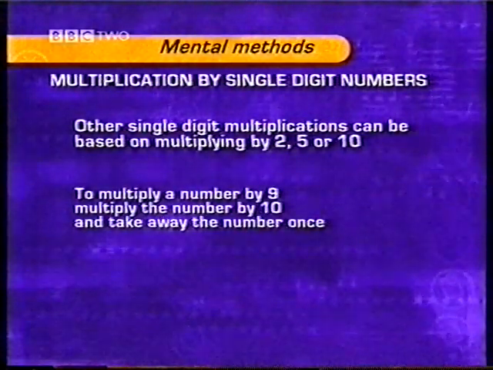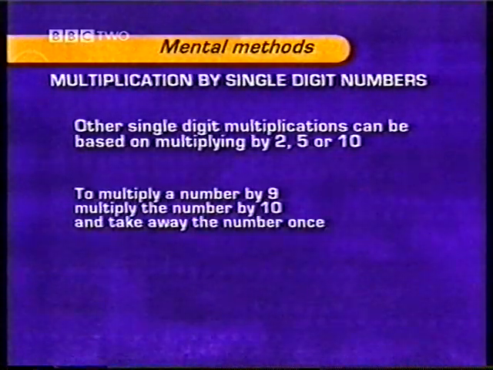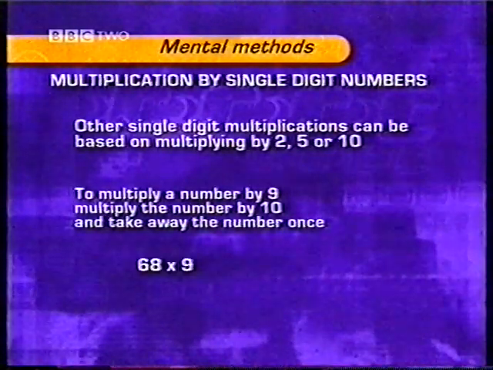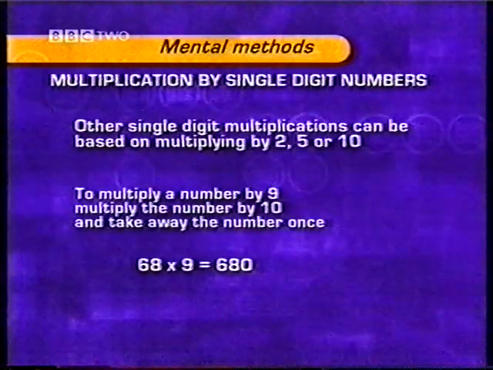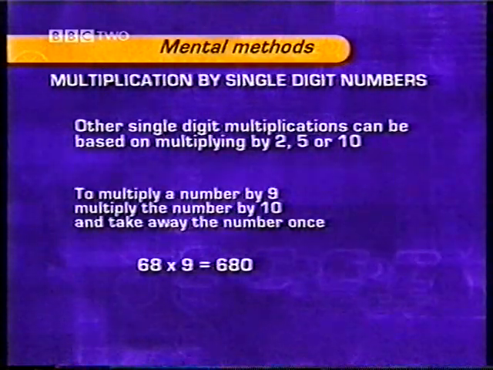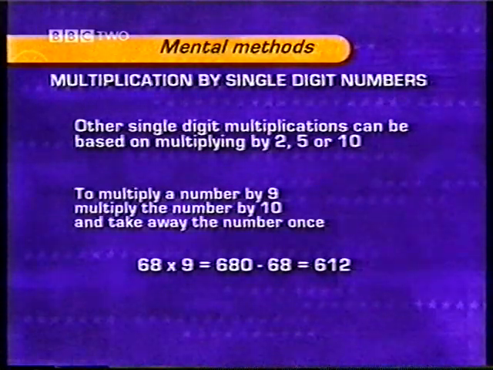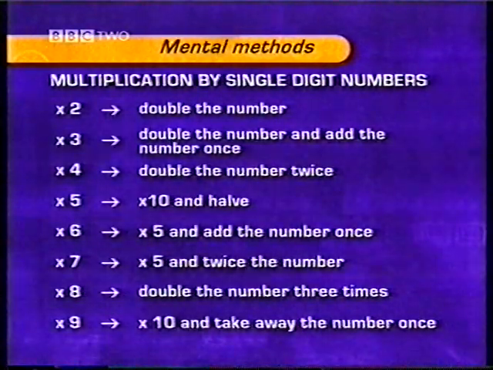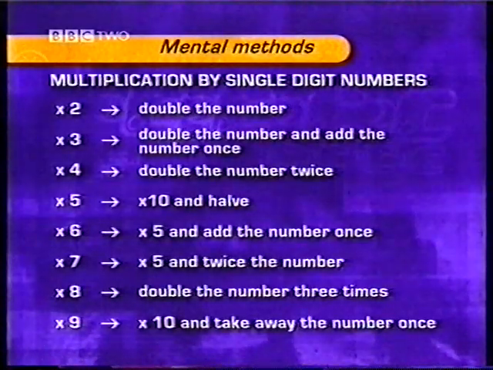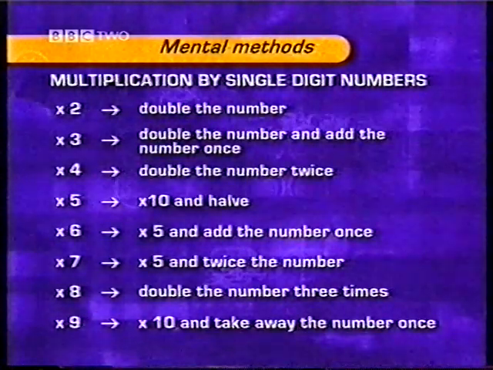To multiply a number by 9, multiply the number by 10 and take away the number once. So 68 times 9 is 68 times 10, 680. Subtract 68 gives 612. So here's a summary of these mental methods for multiplying by single-digit numbers.